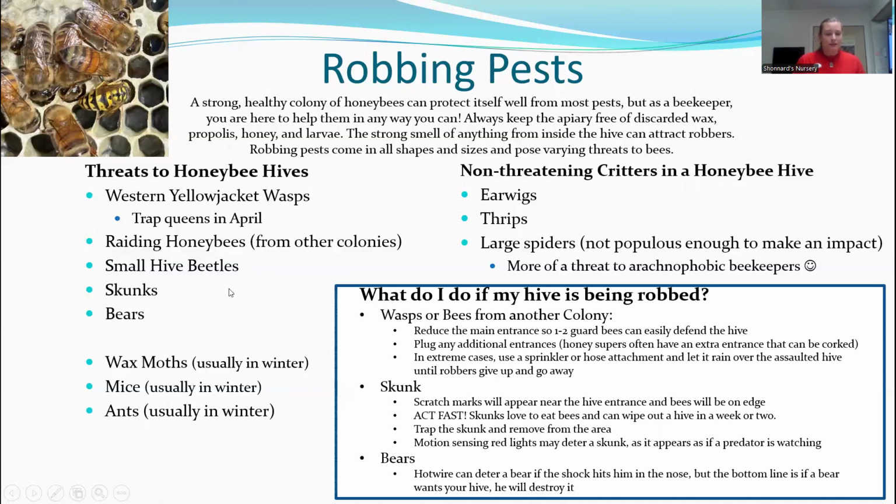Wintertime robbing pests: when the colony is very cold and very, very tightly clustered together, sometimes they can get pests along the outsides of the frames, or especially if you're storing frames in your garage, nothing's actually protecting them. You need to worry about wax moths, you need to worry about mice, and you need to worry about ants. And there's a variety of things you can do for all of these.